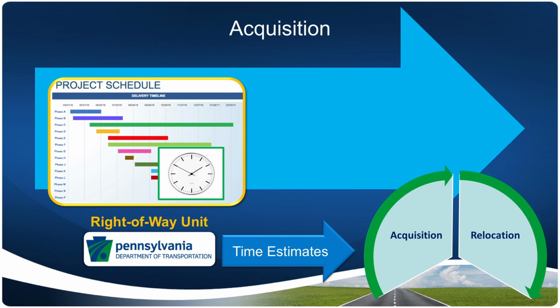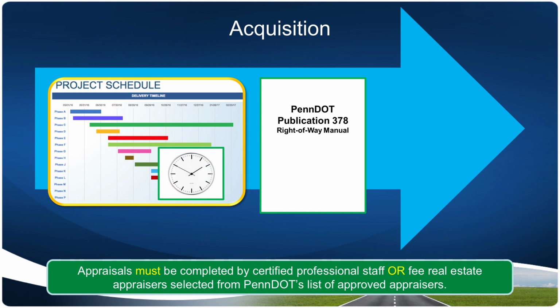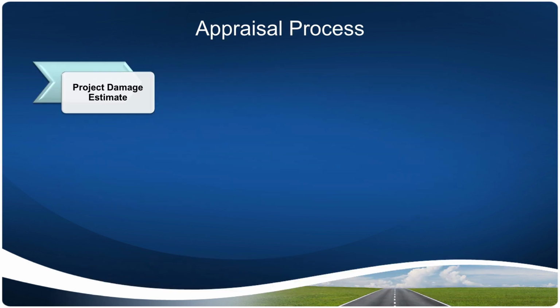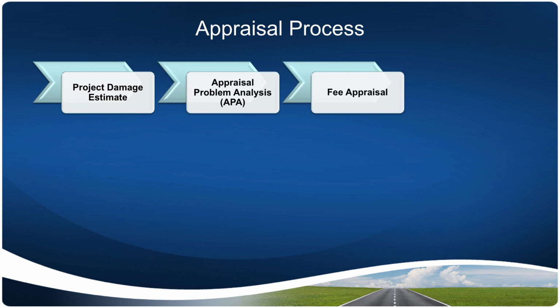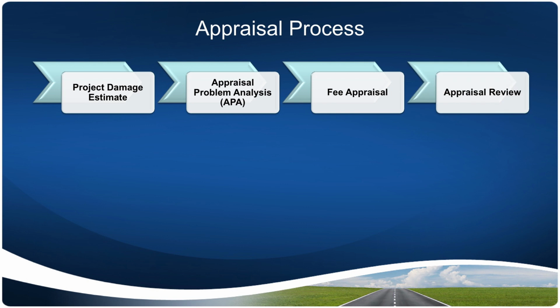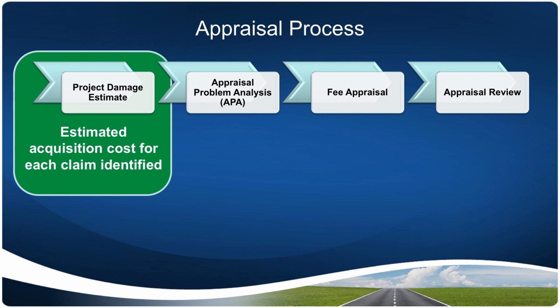Appraisal and appraisal review procedures are detailed in PennDOT's Publication 378 Right-of-Way Manual. Appraisals must be completed by certified professional staff or fee real estate appraisers selected from PennDOT's list of approved appraisers. The appraisal process begins with the project damage estimate, which is followed by the appraisal problem analysis, the fee appraisal, and the appraisal review.